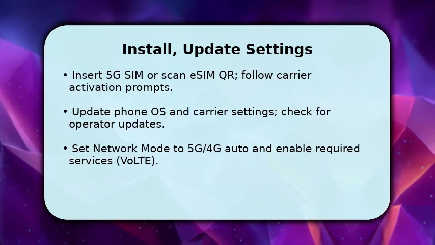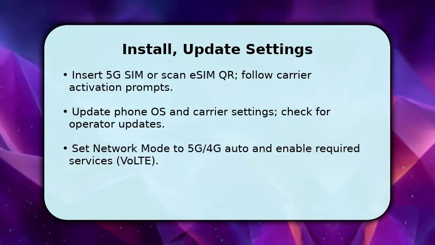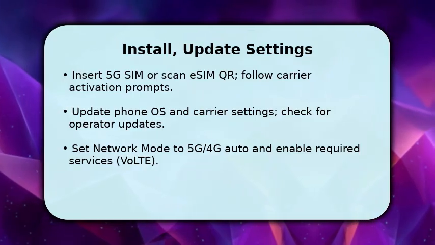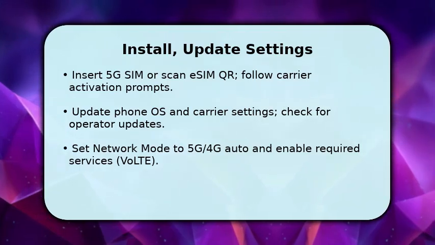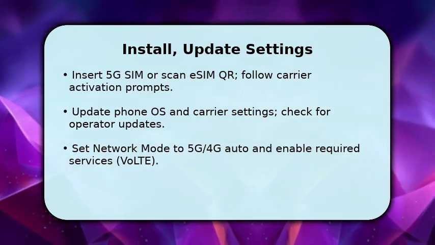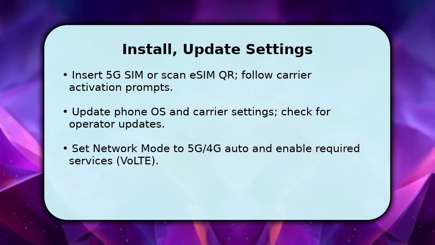Then go into mobile network settings. Set preferred network to 5G/4G auto, enable VoLTE or VoNR if shown, and confirm APN matches Jio defaults. These changes allow your phone to register properly on 5G.